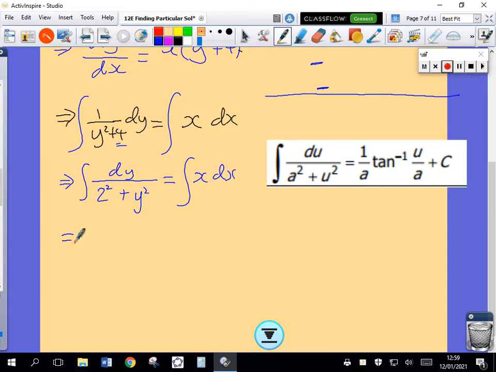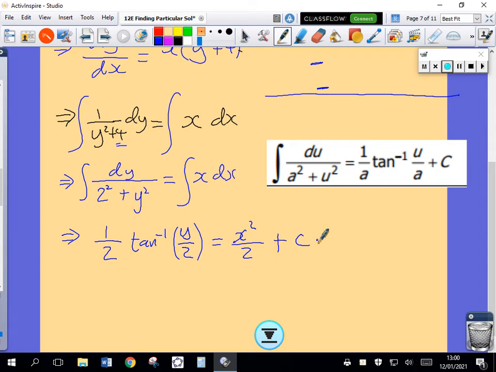And so applying my standard integral, what I'm going to get, again, du over a squared plus u squared, that's just like dy over 2 squared plus y squared. So what I'm going to get is 1 over a, well that's going to be, a is 2 in this case, so this is going to be 1 over 2, times tan inverse of u, the variable, over a, the constant. Well, y is the variable here, a is 2, so it's going to be y over 2. And then plus my constant of integration, which I'm going to put on the right hand side. The antiderivative of x is of course just x squared over 2, and then we're going to have that constant.